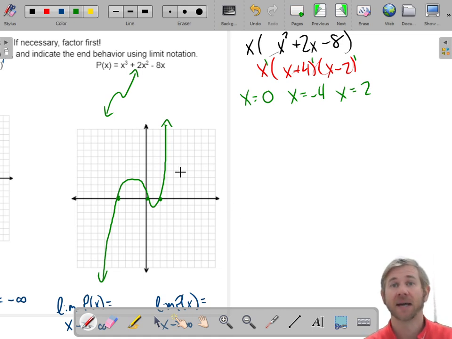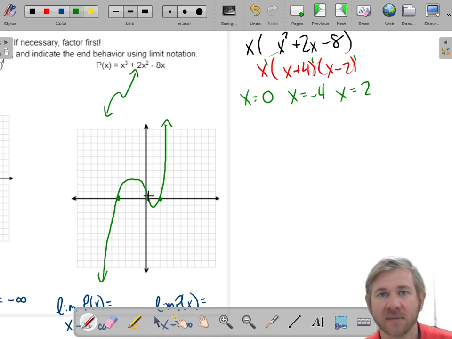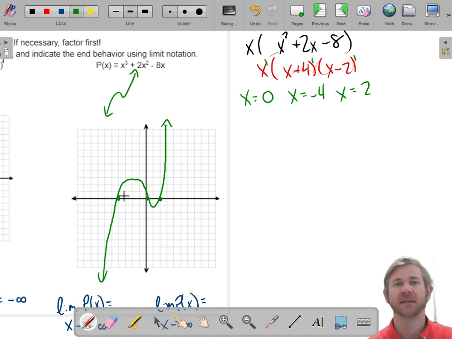And that's it. Okay, I can tell that it goes through 0, 0 because it has an x-intercept at 0, so it has to have a y-intercept at 0. And that's really all I can do. I've got my x-intercepts, and I've got my end behavior.